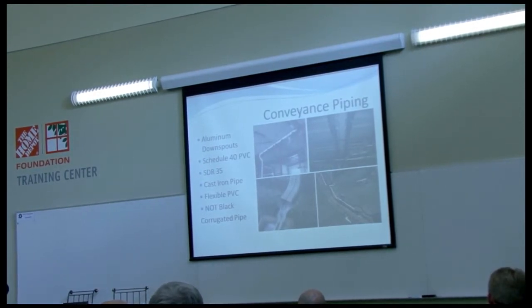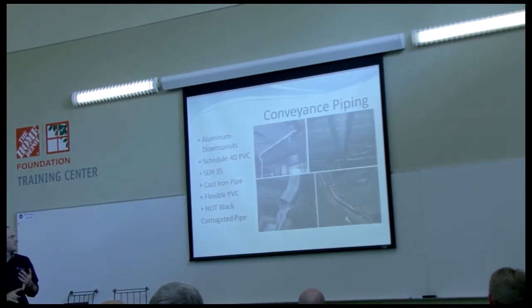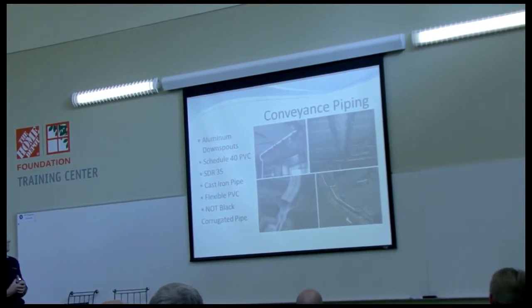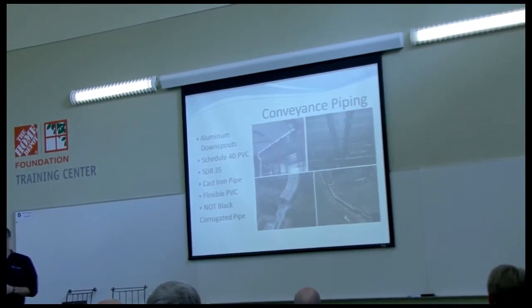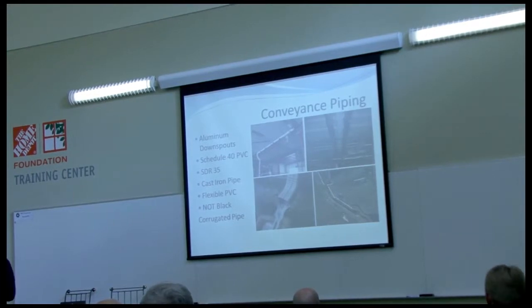The most common type of conveyance piping we see is some sort of plastic pipe, whether it's Schedule 40 PVC, like you see in the top left-hand picture, or in the bottom right, the thin wall SDR35 drainage pipe. That's pretty common for outdoor conveyance piping over to underground tanks.